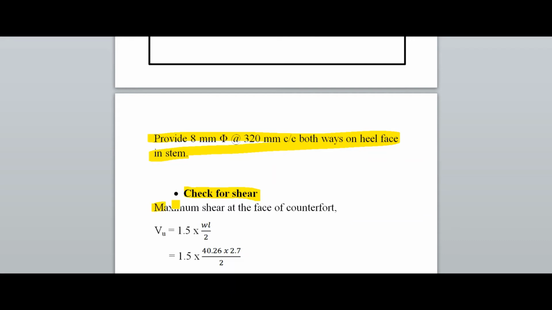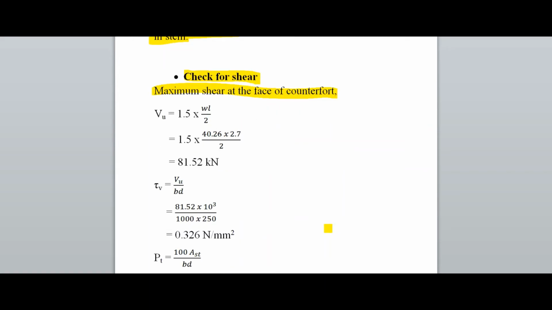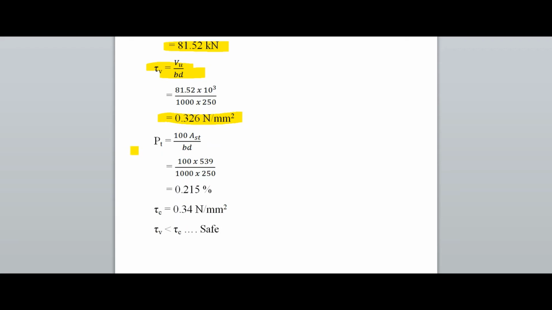Maximum shear at the face of counterfort. So Vu is 1.5 W by 2. When we find this, we find in IS 456 2000, Table number 12. So Vu is 18.52, tau v = Vu/bd. So tau v is 0.362. PT is 100 AST/bd. So tau c is 0.34 by the PT. So tau v less than tau c means the design is safe.